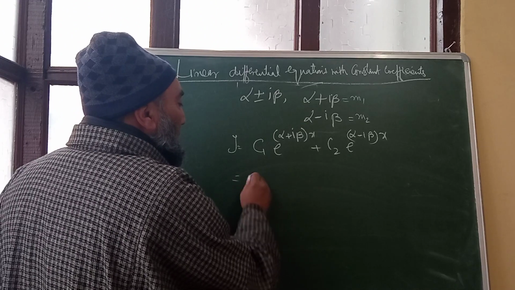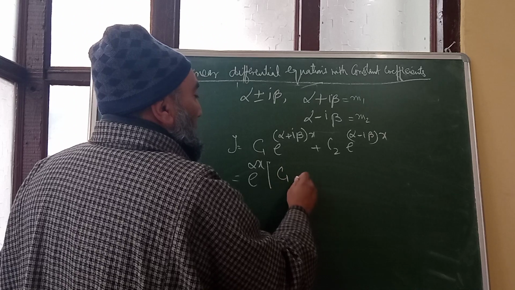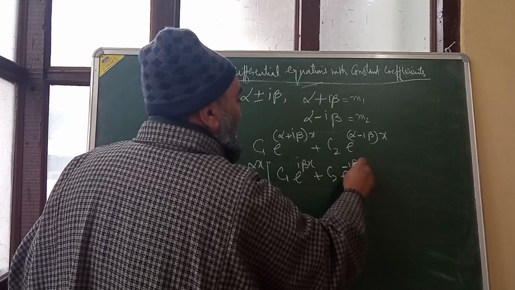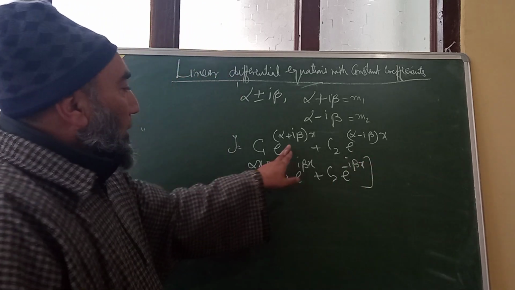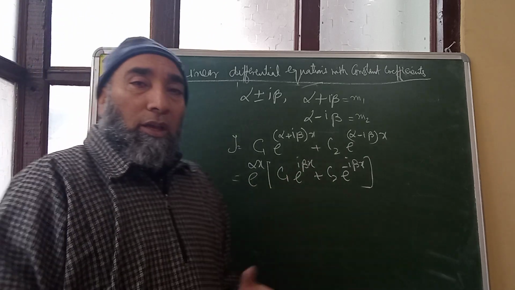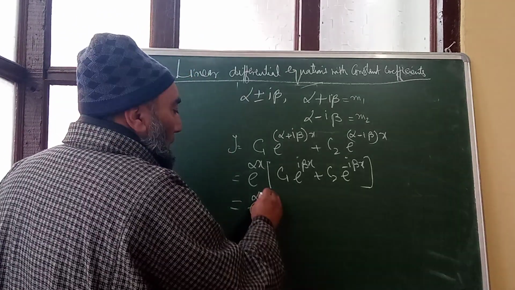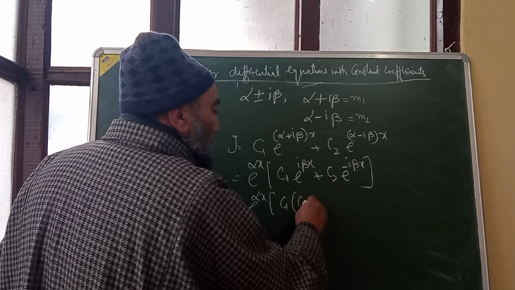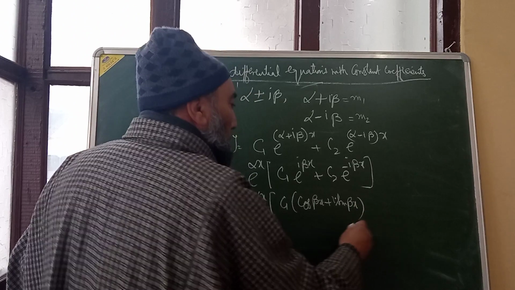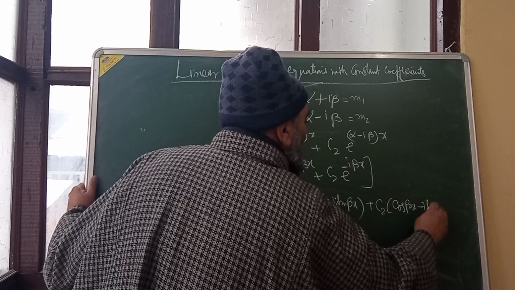Now this can be written as e raised to the power alpha x, which is common in both, times c1 e to the power i beta x plus c2 e raised to the power minus i beta x. I hope this is clear. Now you know e raised to the power i theta is cos theta plus i sin theta. So let me write it here: e raised to the power alpha x, c1 (cos beta x plus i sin beta x) plus c2 (cos beta x minus i sin beta x).